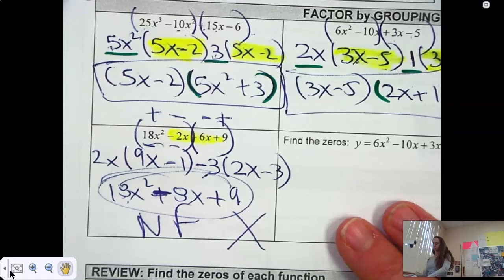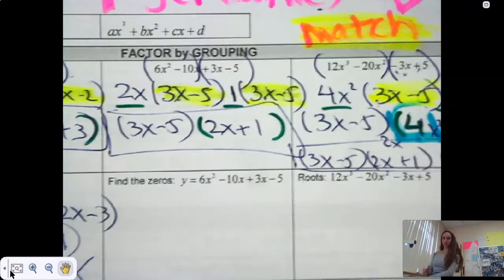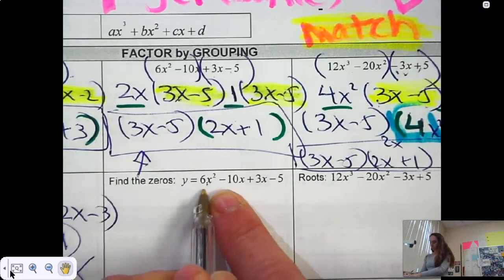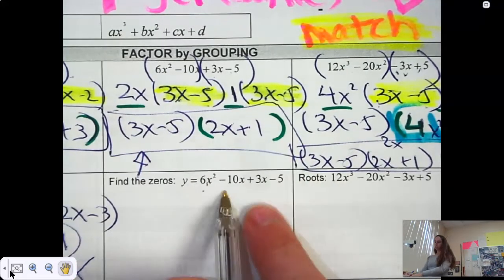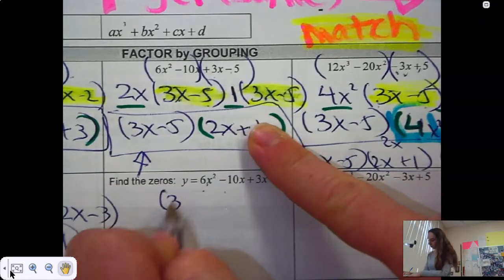Okay? All right. So now this time it's saying find the zeros. So this is the same thing as this problem. Except it's not just saying factor, it's saying find the zeros. So I'm going to have to factor it, which I'm going to cheat, copy this.